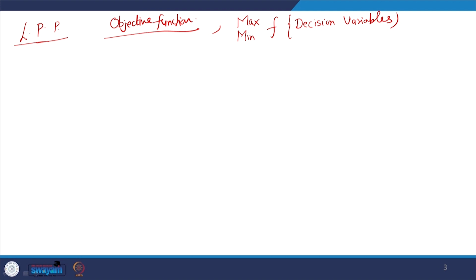So, the objective function is a function of these decision variables which we are going to use. Like if it is a problem of product mix, if a company is making 3 types of products A, B, C, how many of A should a company make, how many of B, how many of C? So, the number of units to be produced for A, B and C are the decision variables. It will have 3 decision variables: how many units of A, how many units of B, how many units of C a company should make.